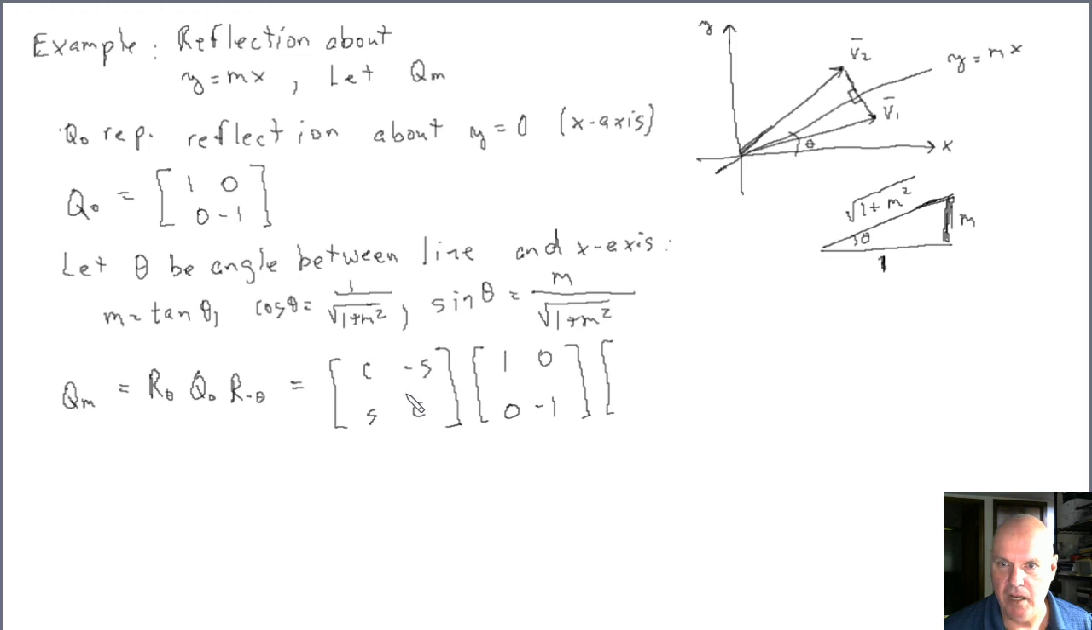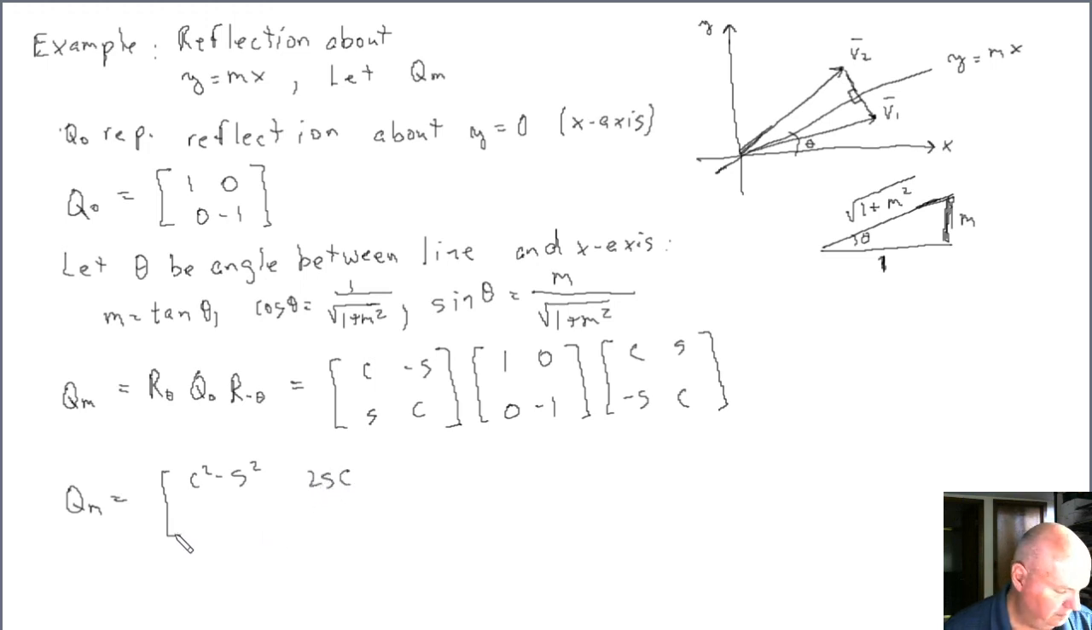For the rotation by minus theta, cosine of minus theta is equal to cosine of theta. But sine of minus theta is the negative sine. So the negative sine of a negative would be s, and then this would be minus s. Sine's an odd function and cosine's an even function. So I can get this corresponding matrix by just carrying out this product of these three matrices. When I do that, I get c squared minus s squared, 2sc for this term, 2sc for this term, and then s squared minus c squared here.